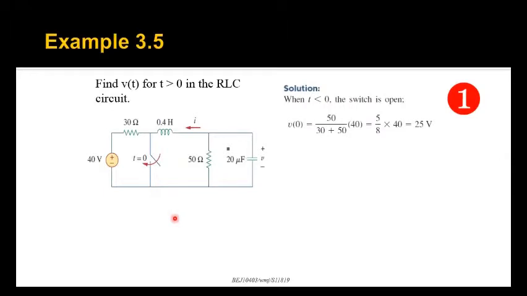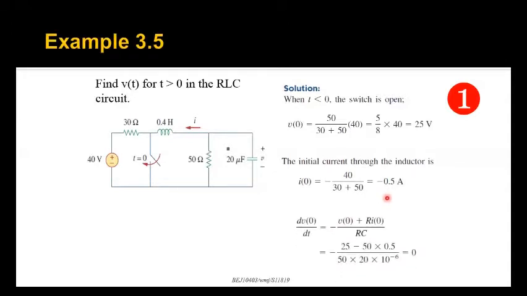Okay, when t is less than 0, the switch is open. So here you find your V0. V0 is the voltage across your capacitor. Here you find the value is 25, while your initial current is equal to minus 0.5 ampere.